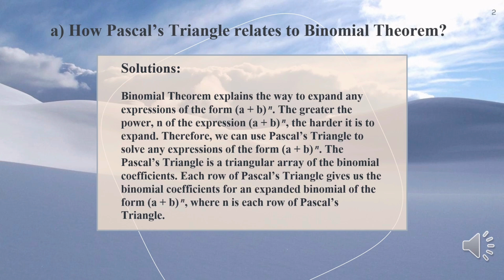Pascal's triangle is a triangular array of the binomial coefficients. Each row of Pascal's triangle gives us the binomial coefficients for an expanded binomial of the form (a plus b) to the power of n, where n is the row number of Pascal's triangle.